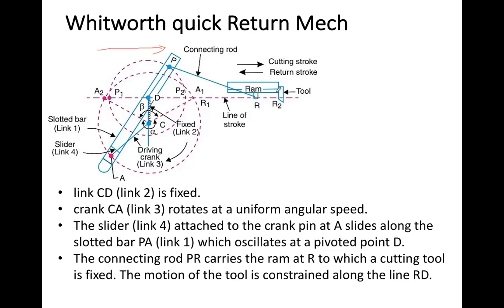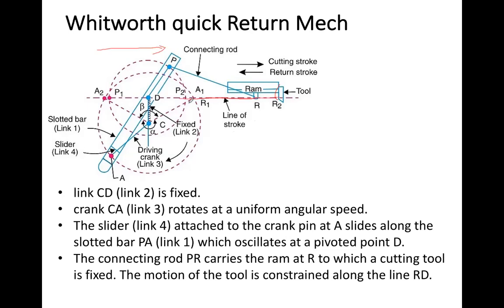This ram consists of the cutting tool and is fixed. The motion of the tool is constrained along the RD. So whatever the constraint is, this is moving in a straight line, and only in this straight line is the ram moving. This mechanism is considered a Whitworth quick return mechanism.